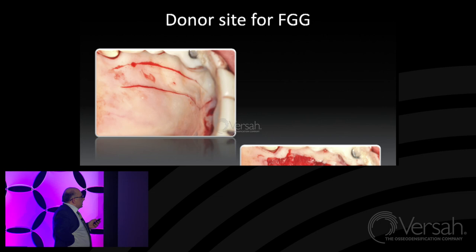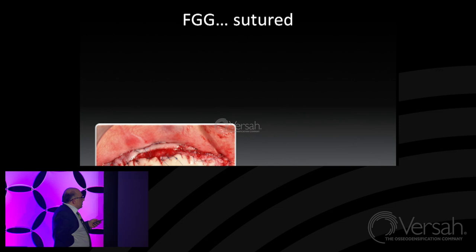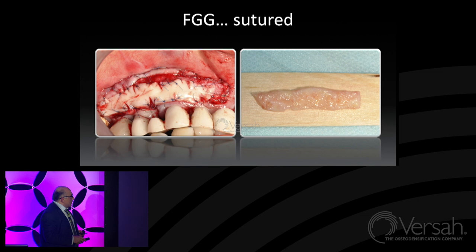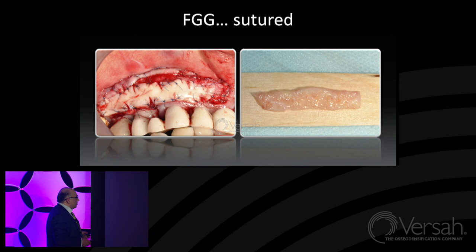Here it is. And making some incisions, look at there. We need to increase the volume and the length of this graft because, you know, it's shrinking just after you take it out from the mouth. We make some cuts and stretch the free gingival graft. Then we suture it.